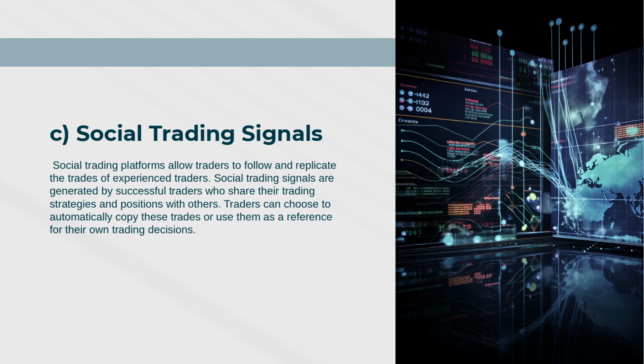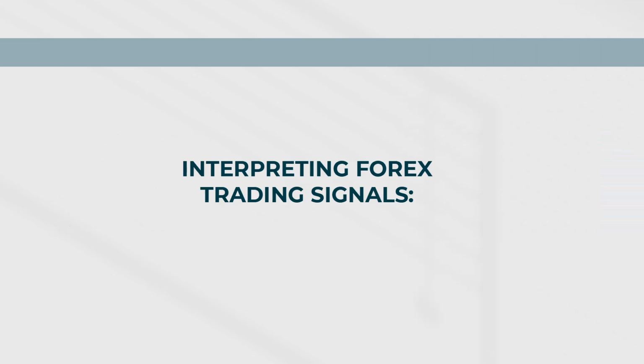C. Social trading signals. Social trading platforms allow traders to follow and replicate the trades of experienced traders. Social trading signals are generated by successful traders who share their trading strategies and positions with others. Traders can choose to automatically copy these trades or use them as a reference for their own trading decisions.